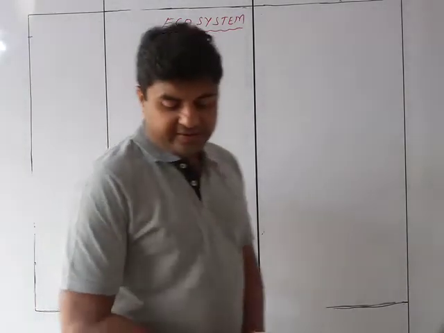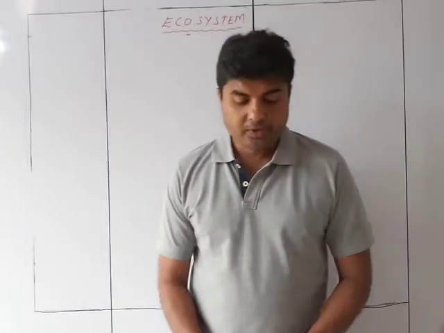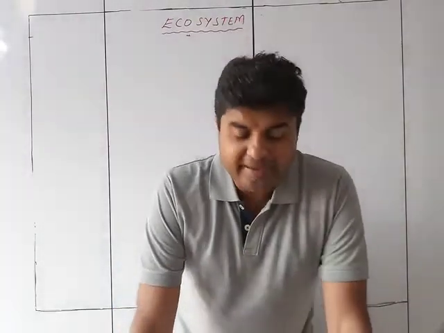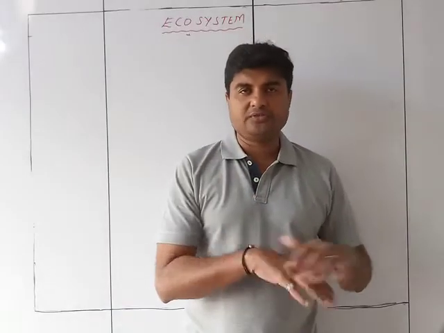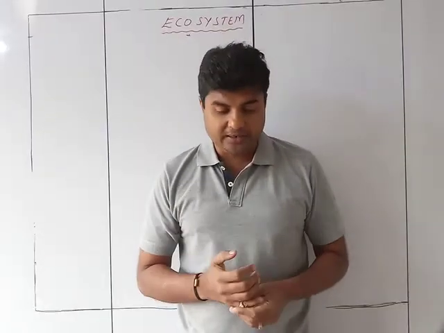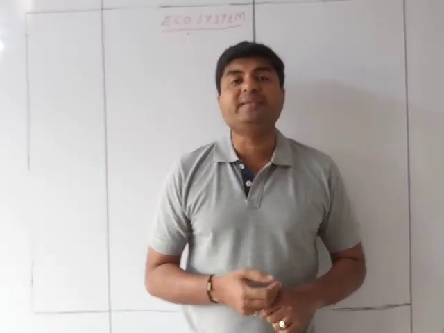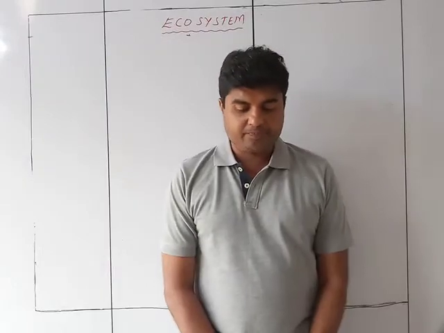So the last thing we see is the flora and fauna of the forest ecosystem. Flora means the plants, the plants naturally occurring in a particular area. And similarly, fauna means the animals, the animals naturally living in that area.